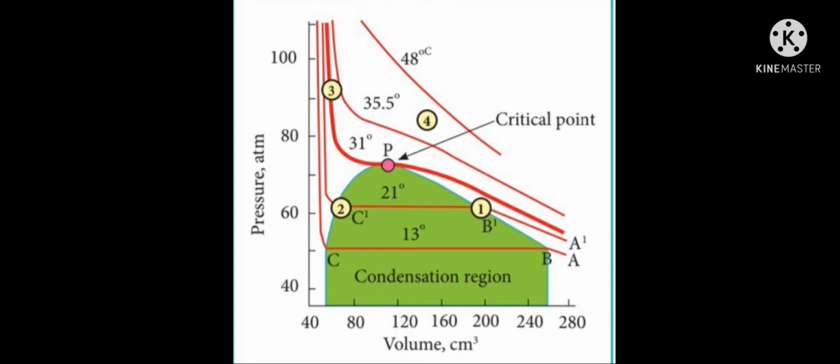Hence, at 13 degrees Celsius, from point A to point B, carbon dioxide is present in gaseous state. From point B to point C, it is present in both gaseous state and liquid state. At point C and above point C, it is in the liquid state. This is given for 13 degrees Celsius temperature.